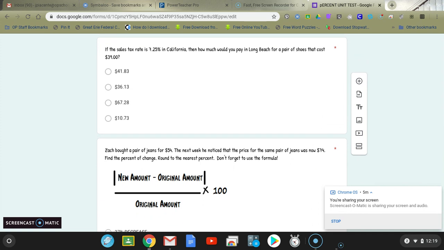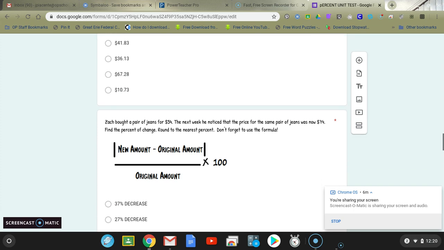If the sales tax rate is 7.25% in California, then how much would you pay in Long Beach for a pair of shoes that cost $39? So again, two parts. You need to find how much tax would be, round to the nearest cent, and then you need to find the total. So you're going to do something with the tax and the pair of shoes costs. So you're either going to add it or subtract it. Remember, it's not a discount, so you're not decreasing. So your choices are $41.83, $36.13, $67.28, or $10.73.